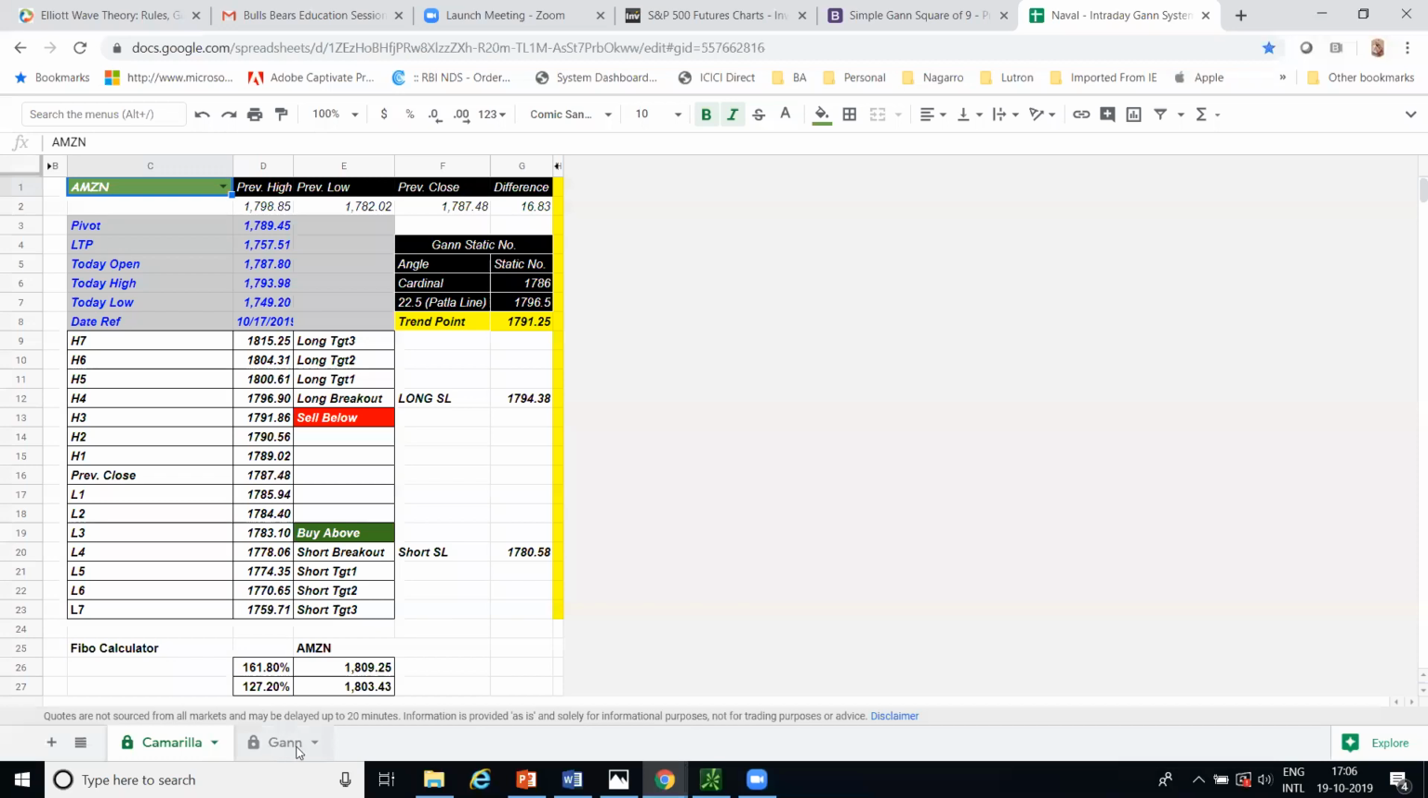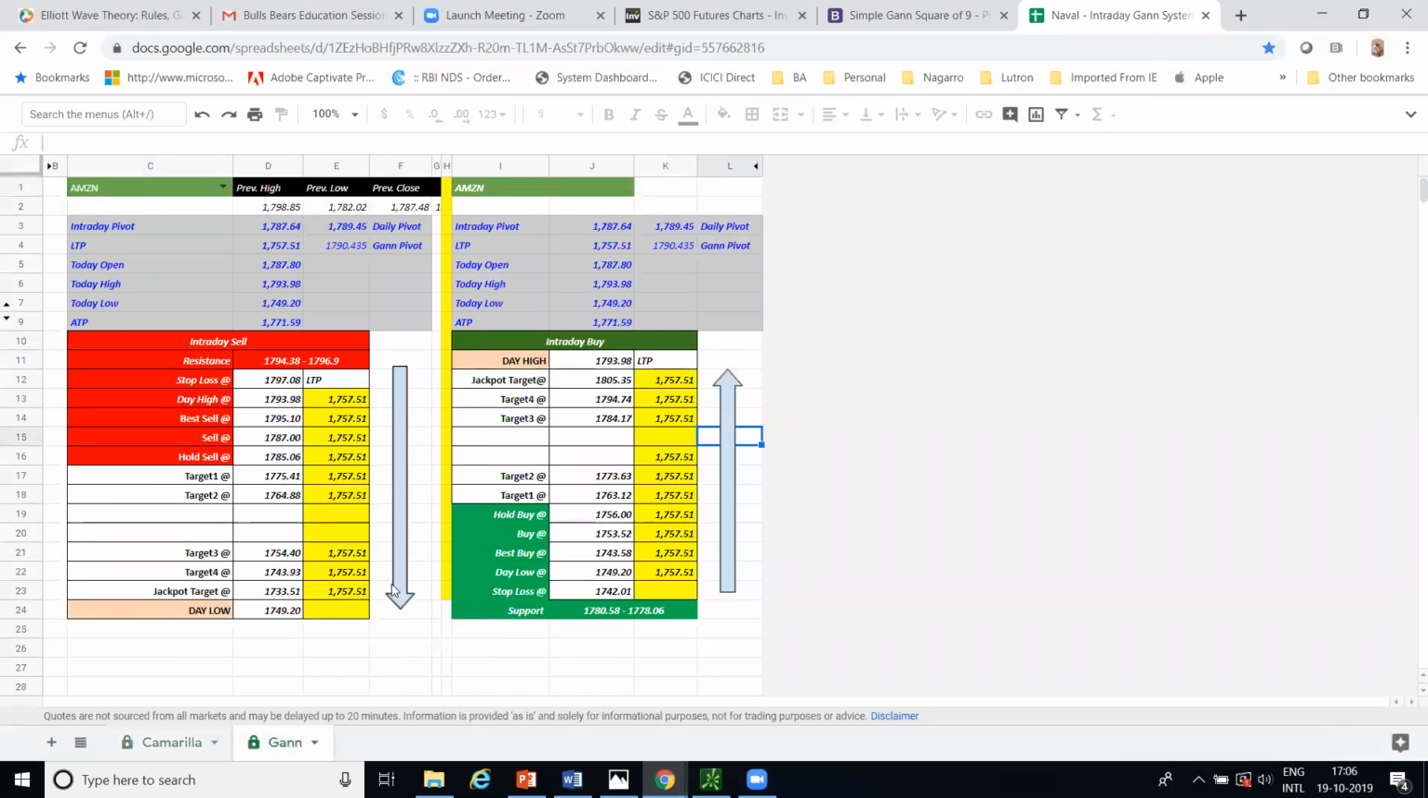So here I have used all this and put it into my Excel sheet, so I get my values here. On Monday morning, it told me that the resistance was 1794.96. And the stop loss was here. Day high sell was best at this moment. And sell, sell, sell, hold, sell. Target one, this one, this one, this one, and this one. And you see the day low made was this.